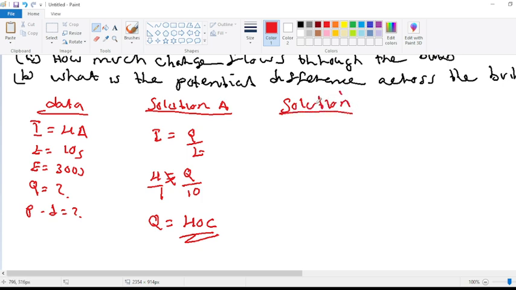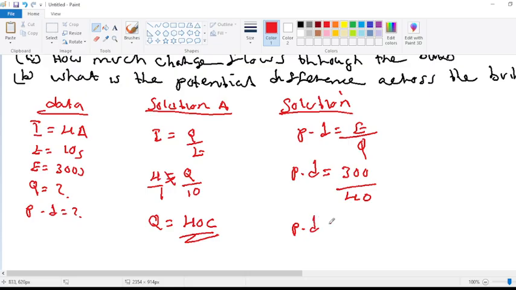So solution B, they want the PD. The PD, as in the potential difference, is equal to the energy over the charge. Since we've calculated the charge in solution A, we know the charge. So our PD is equal to the energy given, which is 300 joules, divided by 40 coulombs, which is the charge.